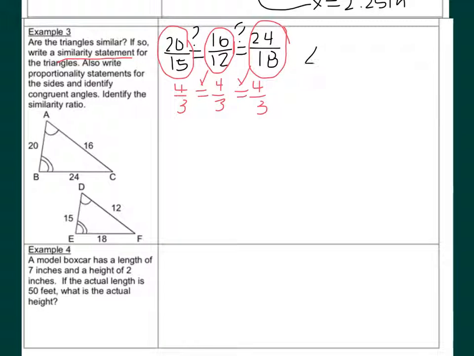So that means that triangle ABC is similar to triangle, let's look at our order, ABC, so DEF.